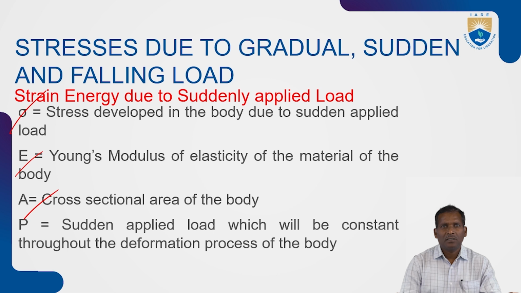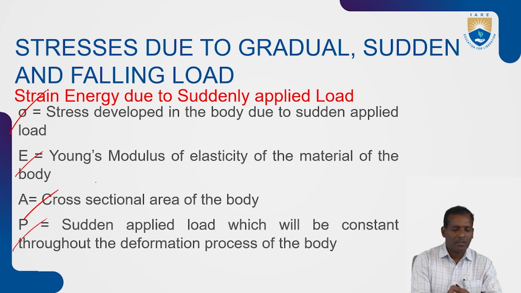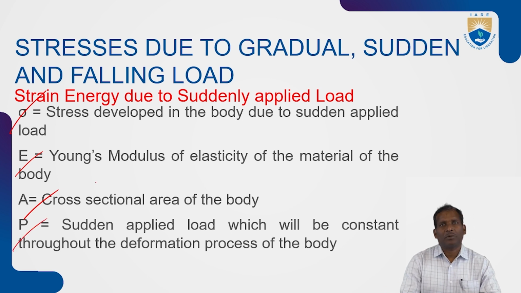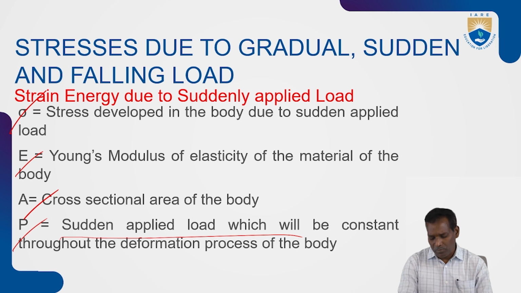P is the sudden applied load, which will be constant throughout the deformation process of the body. Sigma is the stress, E is Young's modulus of elasticity of the material of the body, A is the cross-sectional area of the body, and P is the sudden applied load, which will be constant throughout the deformation process of the body.